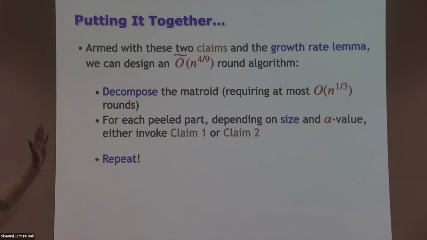Okay, but I know I'm coming up on time here, so this is basically the last slide. Once you're given these two claims and the growth rate lemma, you just carefully do your decomposition. You pay attention when you use claim 1 to find independent elements, or claim 2 to delete redundant elements. And then you just keep repeating this until you can find the basis of your matroid.